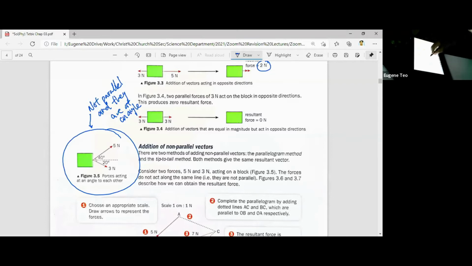In this textbook they say there are 2 methods of adding non-parallel forces. There's a parallelogram method. There's a tip to tail method. What I advocate is actually the parallelogram method. It's a lot easier to draw in my opinion. It's a lot clearer if you ask me.